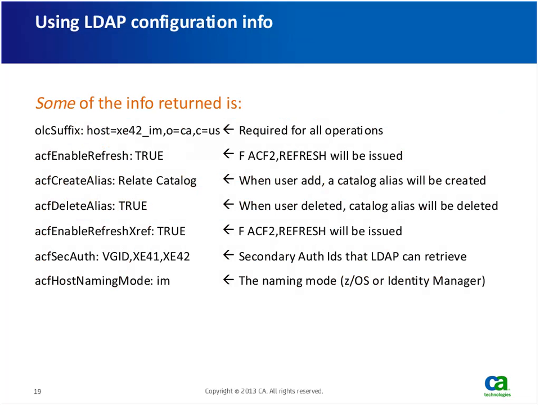First, it shows you the suffix that's configured, and it tells you whether ACF2 refresh is enabled. There's an optional configuration parameter as part of adding and deleting users that LDAP can actually issue a TSO alias command in order to create or remove the alias as part of user provisioning or onboarding. Enable refresh for XREF records, in ACF2's case what the secondary auth IDs are that it's maintaining, and then the naming mode that the LDAP server is running in.